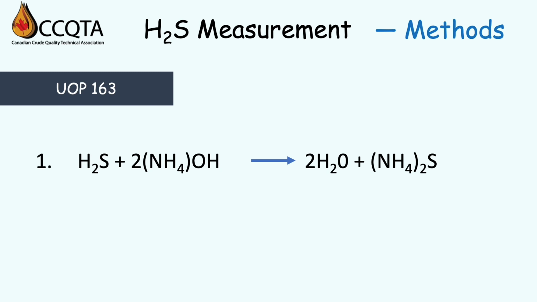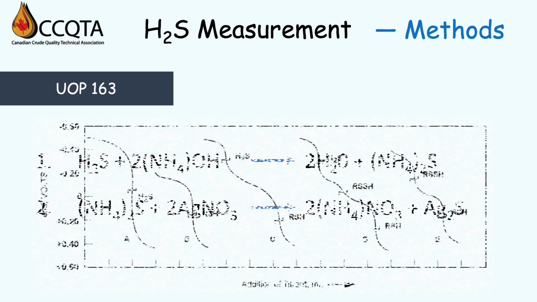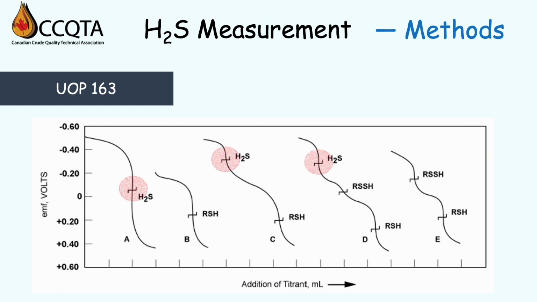Since ammonium sulfide is an ionic salt, it remains in the solution, so there is no concern for loss after contact. That mixture is then titrated potentiometrically with alcoholic silver nitrate using a silver-silver sulfide electrode. The potentiometric curves look like this. The different inflection points are used to calculate the volume of titrant, and the H2S concentration is calculated. Note that the inflection point changes depending on the presence of other mercaptans and disulfides.